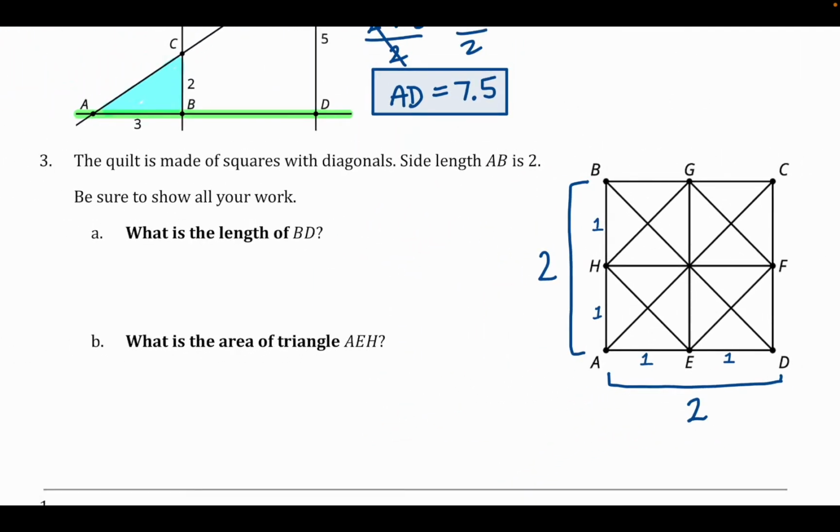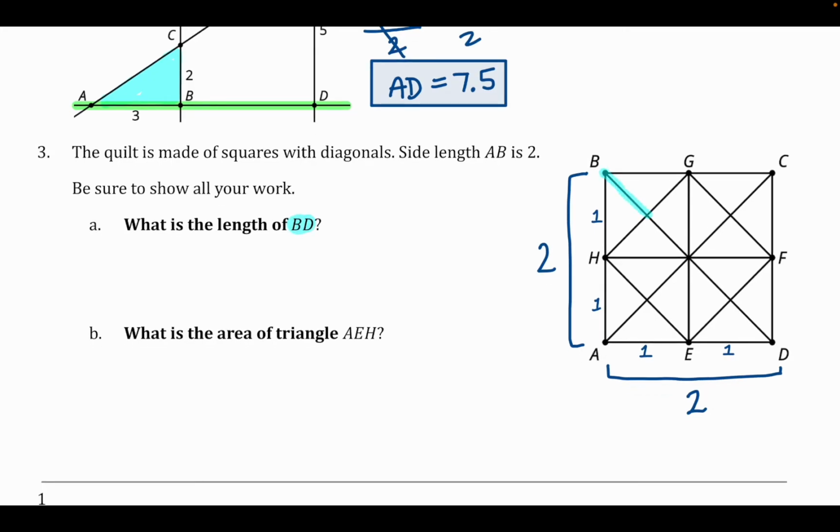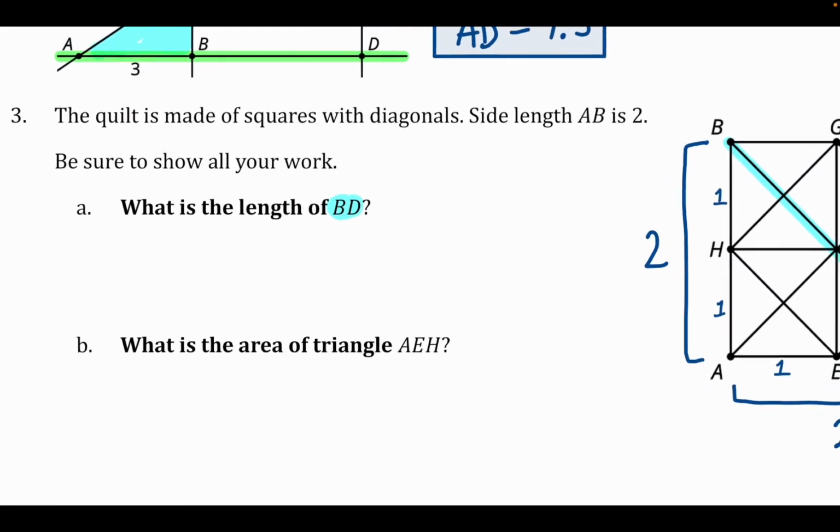So now let's look at what they want us to find. They want to know what is the length of BD. So BD is actually this diagonal right here across the middle. Now, in order to find this, we are going to use the Pythagorean theorem. I'm not sure how much your classes may have practiced with this. Mine has not as much, but I actually went through this with them today in class.